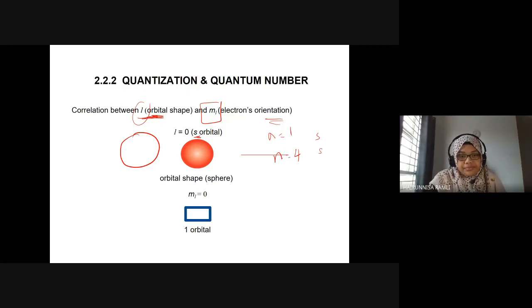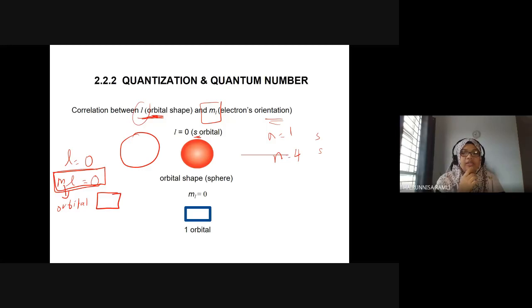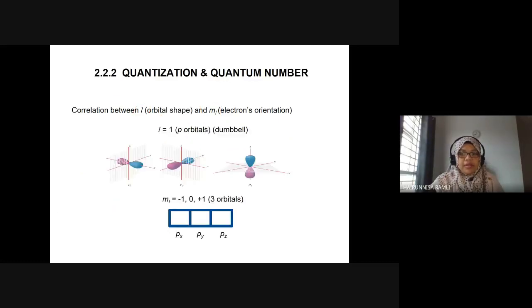So L equals to 0, dia kan relatekan dengan ML, ML equals to 0 kan? Meaning that this ML nak tengok dia kata orientation kan. So this one is referring to orbital. Okay, dia ada satu, maksudnya dia ada satu saja orbital. Okay, satu kotak. Nanti later you akan masuk elektron dekat dalam ni. Okay, okay. Mungkin takut tak nampak yang tu kan.